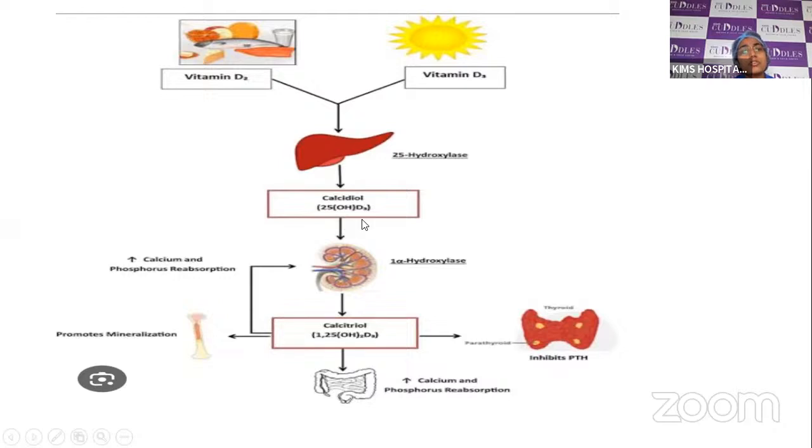In the liver, the first hydroxylation happens with 25 hydroxylase, producing 25 hydroxy vitamin D2. Next, the last activation step occurs in the kidneys, with the help of 1-alpha hydroxylase, producing 1,25 hydroxy vitamin D3. This 1,25 hydroxy vitamin D3 increases calcium and phosphorus reabsorption, and this in turn will inhibit the parathyroid hormone.